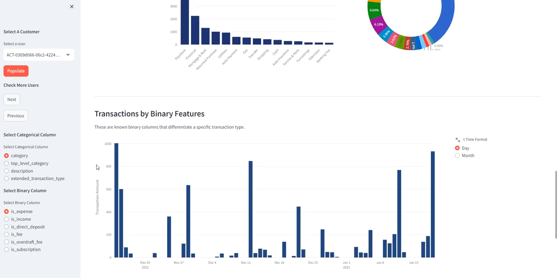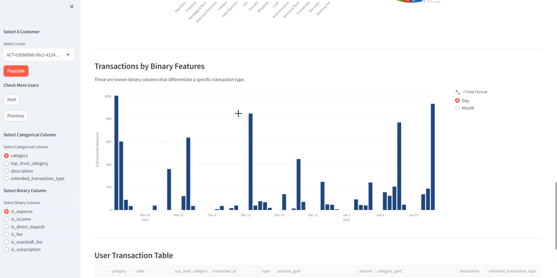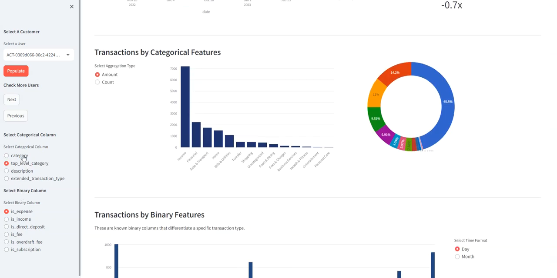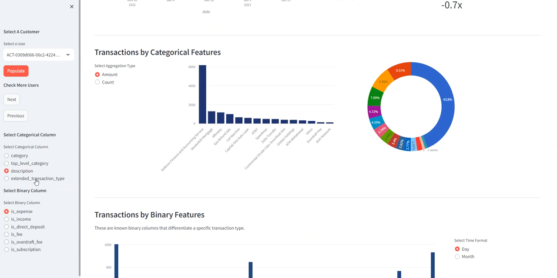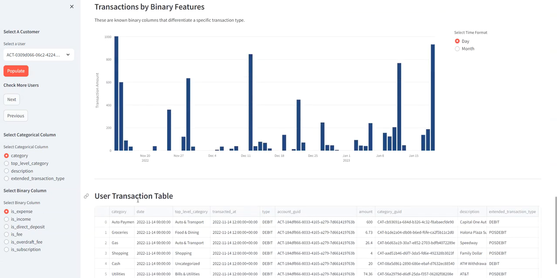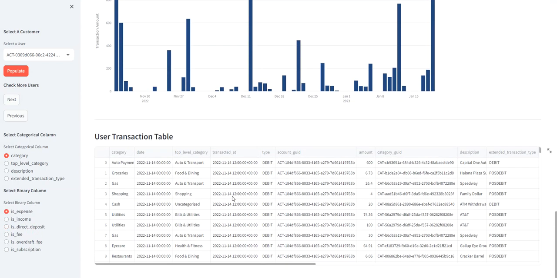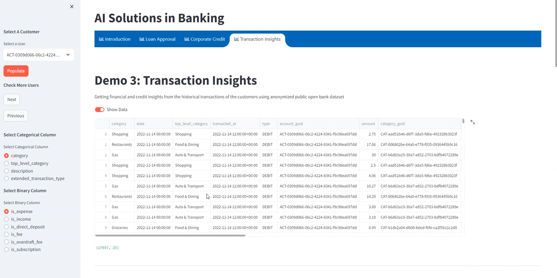You can also split this into different categories, right? If I'm trying to see the different buckets of this person's spending behavior, what the most common spending category is, I also want to divide this by expense, income, and direct deposit for this person, right? So this concludes our demo.